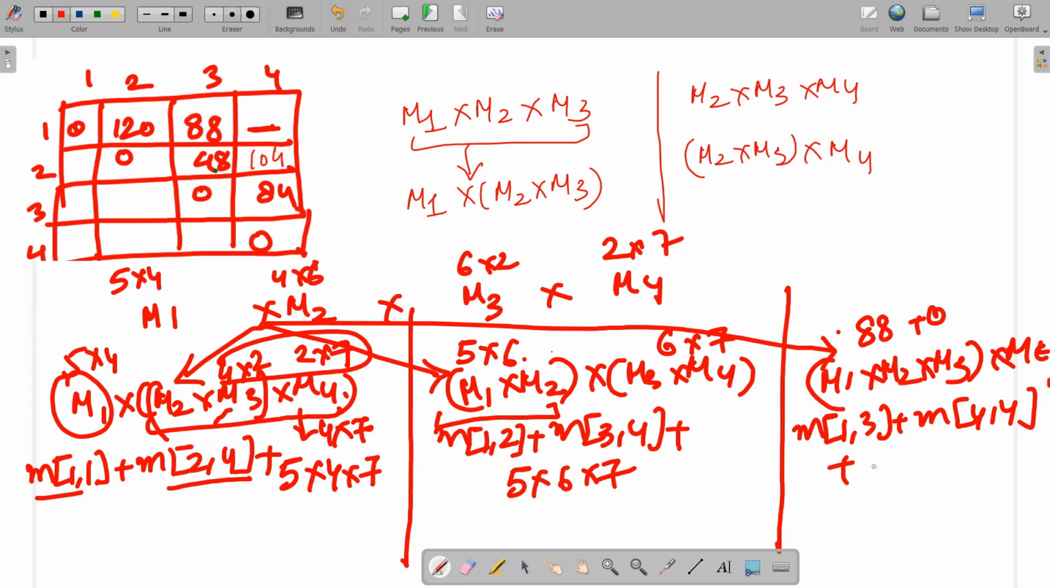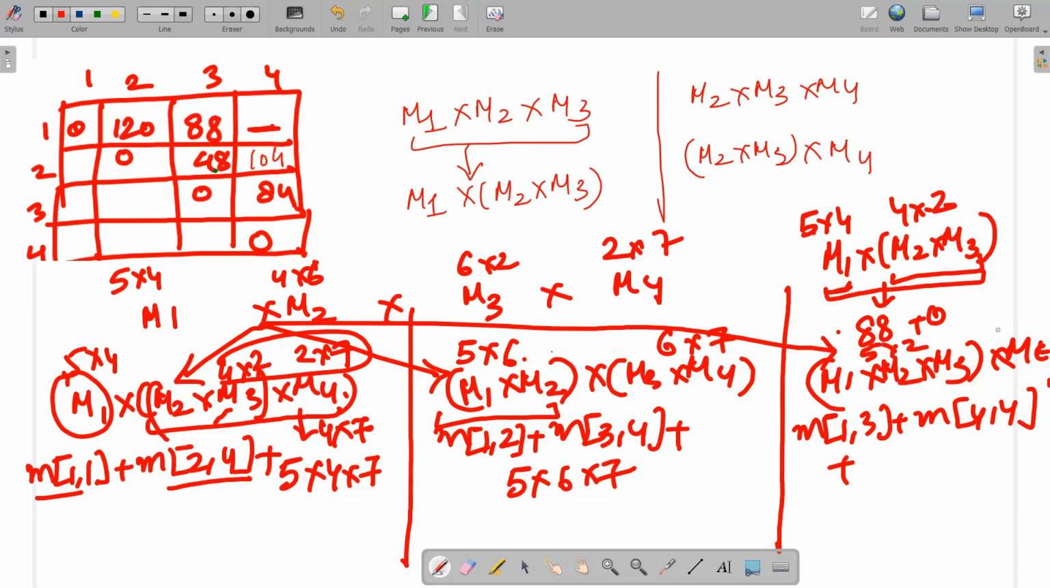So plus, M1, M2, M3 can be sorted as M1 multiplied with M2, M3. So the M2, M3 resultant is 4 cross 2. M1 result is 5 cross 4. 5 cross 4, 4 cross 2. The result of this would be 5 cross 2, and that is multiplied with 2 cross 7. So if I have to take the entire cost, it would be 5 cross 2 cross 7.